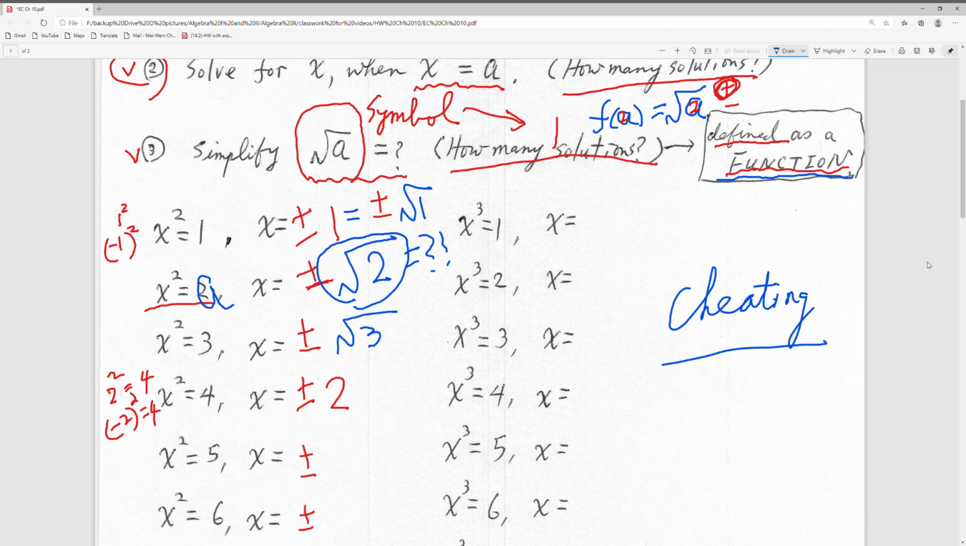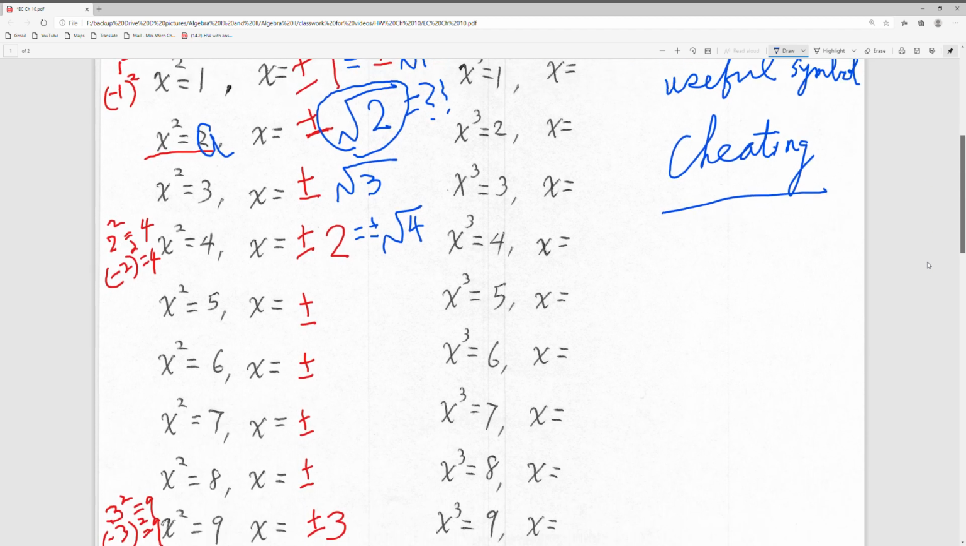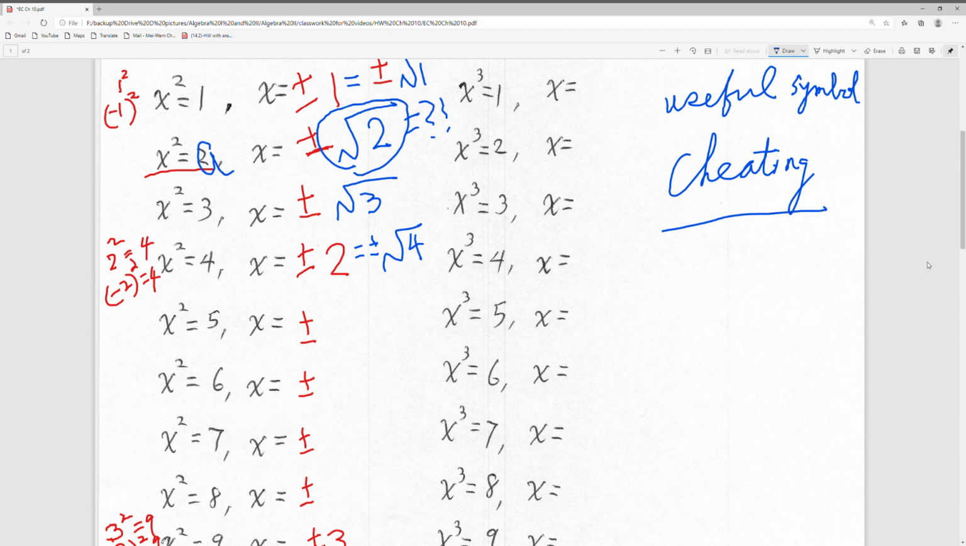So this is square root of 4, right? Square root of 4 and the positive negative. So you can tell square root of 2 is different from square root of 3. Square root of 4 is greater than square root of 3. It's obvious. So even though it's cheating, it's still useful. Very useful symbol. Okay, so we can use this notation. So for x squared equals 5, the x will be plus or minus square root of 5.